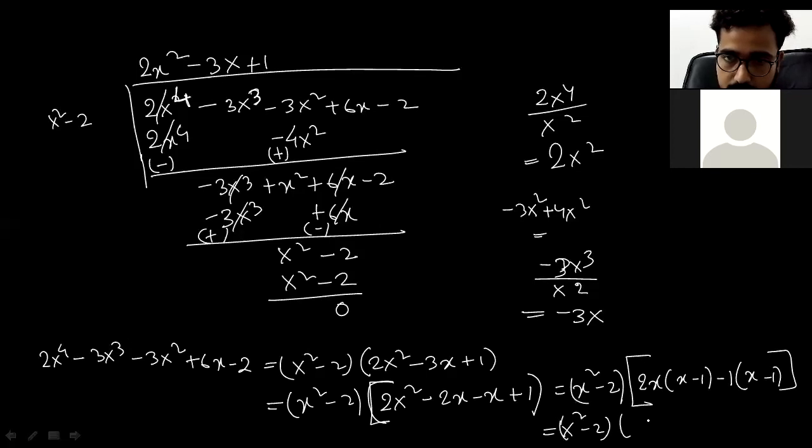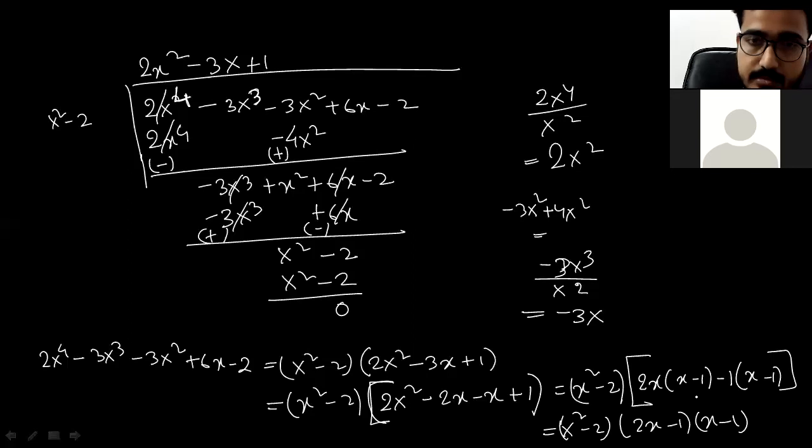So it will be x square minus 2, then 2x minus 1, x minus 1. Okay. Now see, now we have found the other two factors, 2x minus 1 and x minus 1. Yes or no? Now when you break this by the factorization method, you will get the other two factors, 2x minus 1 and x minus 1.